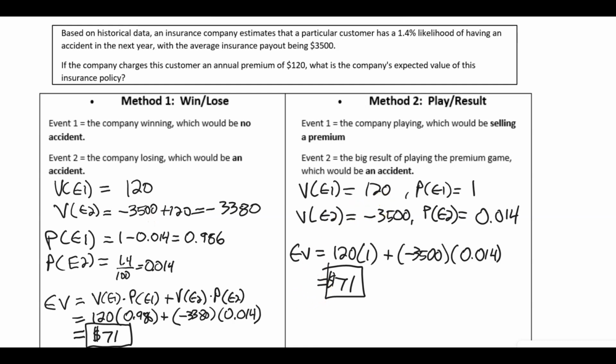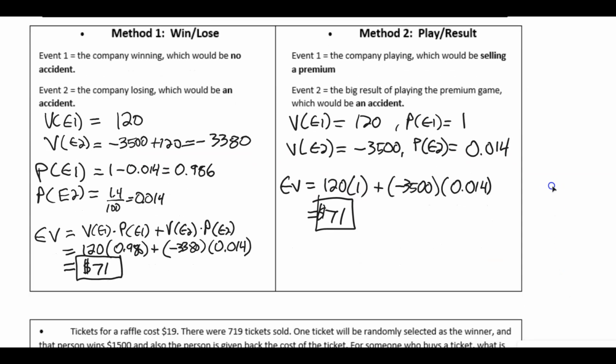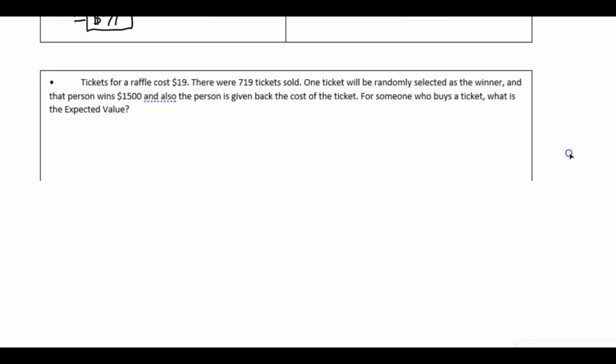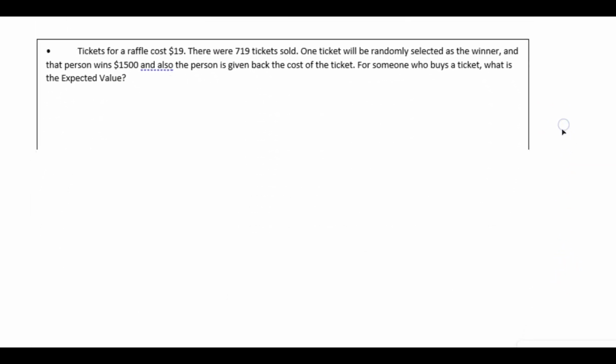So now it's your turn. If I can get my mouse, there we go. So go ahead and pause the video as you work on this problem. So one way or the other, you lose $16.89 expected for buying a ticket in this raffle. All right, I hope this helps.